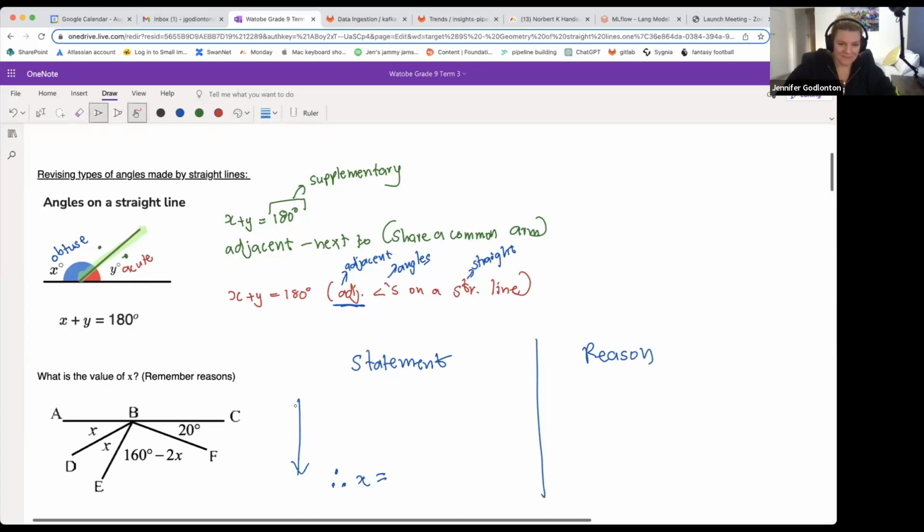So what I said was x plus 160 minus 2x plus 20 degrees will give me 180, supplementary angles. Yes, 100%. That was awesome, Kaylee. Thank you. Okay, guys, that will give you 2 marks just by writing that. So I'm just going to write here angles on a straight line. If you wrote supplementary angles, that's 100% fine. So our first step was creating this equation and then giving ourselves a reason.